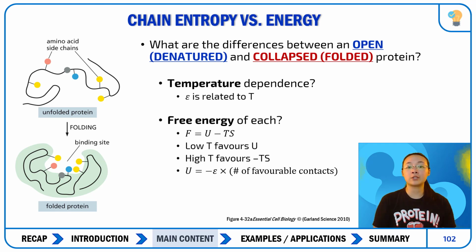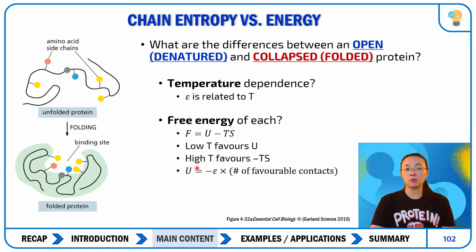But what about free energy? We know that Helmholtz free energy, F, is equal to U minus TS. At low temperatures, when the TS term goes to a really small number, U is going to be favored for your free energy. At high temperatures, entropy is going to be favored.